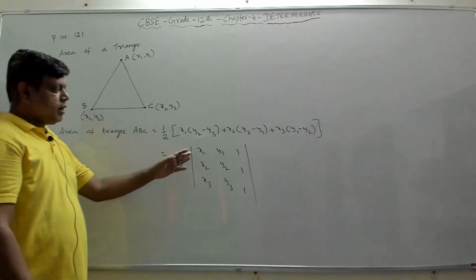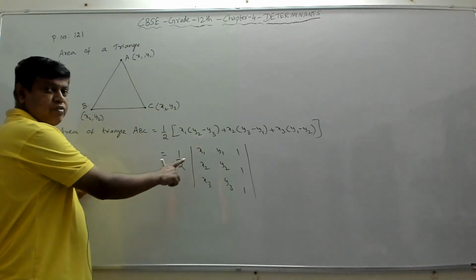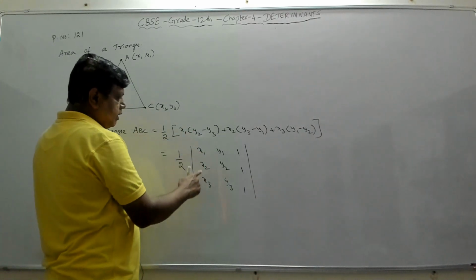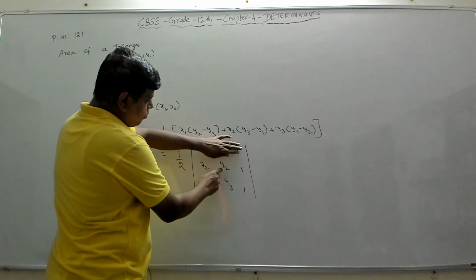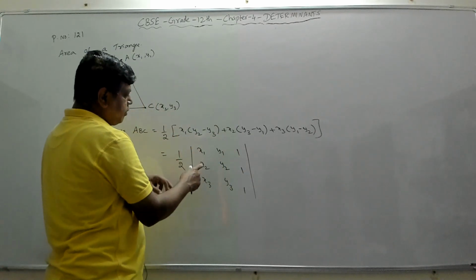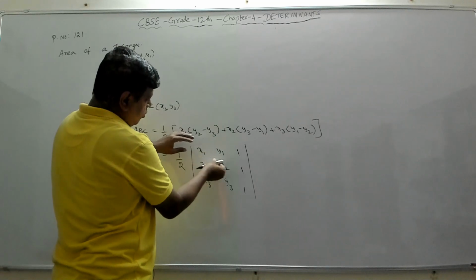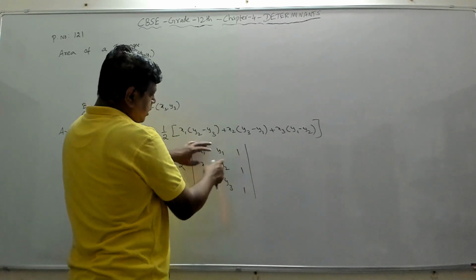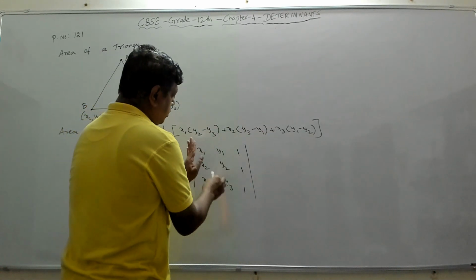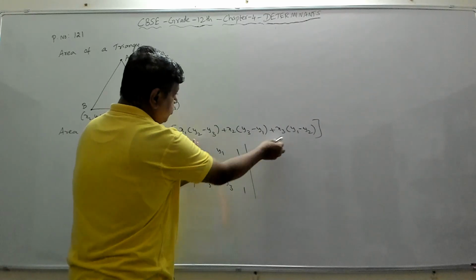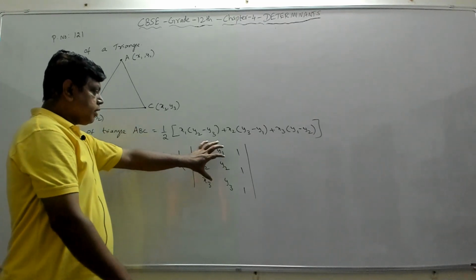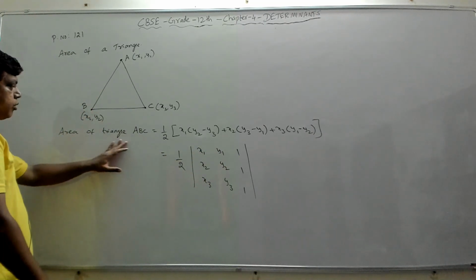Right? So if we expand this determinant through column 1, C1, we'll get x1 into (y2 into 1 is y2, minus y3 into 1 is y3). Then minus x2 into (y1 minus y3), but there is a minus x2, so it will become (y3 minus y1), and x3 into (y1 into 1 is y1, minus y2). So the same formula can be written in terms of a determinant in this form, which is equal to the area of the triangle ABC.